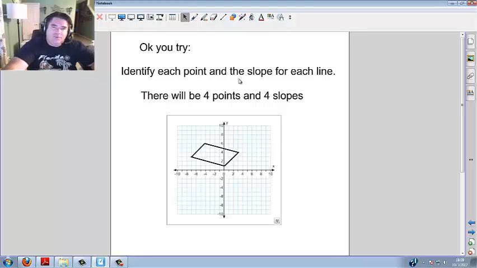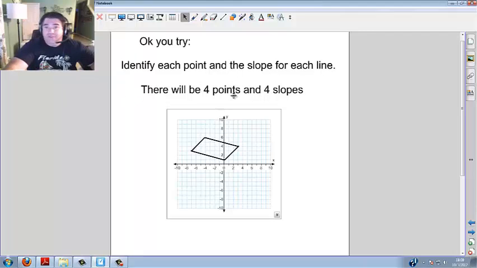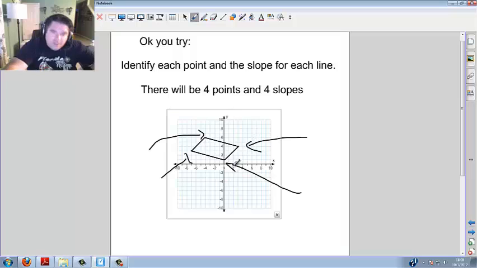Okay, you try. Identify each point and the slope for each line. There will be 4 points and 4 slopes. So, let's go ahead and identify. This one looks like 1, 2, 3, 4, and 1, 2, 3, 4, 5, 6. So I get negative 4, comma 6. And this guy here is 1, 2, 3, 4, 5, 6, 7. Negative 7, comma 3. And this guy here is 1, 2, 3 over, and 1, 2, 3, 4 up. So 3, comma 4. And here is 0 and just 1 up.